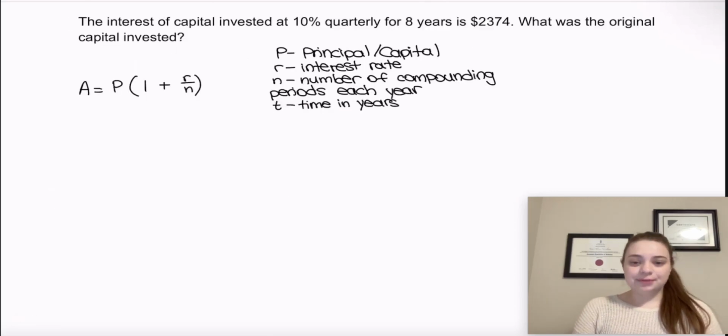All right, let's move on to the second one. The interest of capital invested at 10% quarterly for 8 years is $2,374. What was the original capital that was invested?